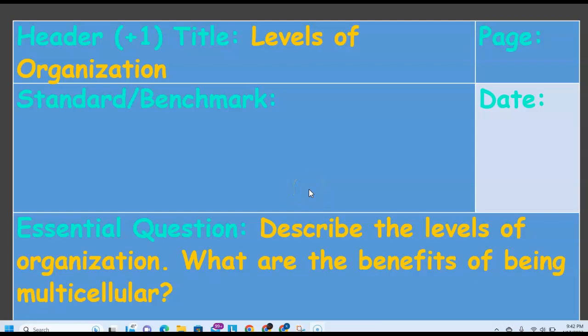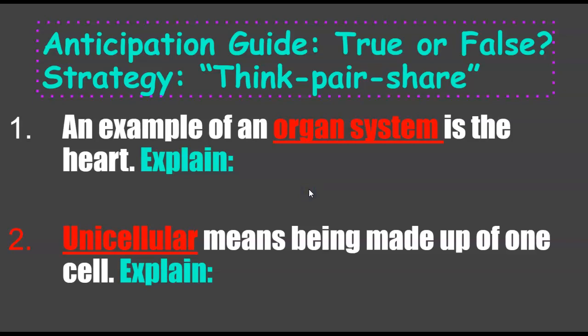All right, so we are on page 4, levels of organization. Please flip to the anticipation guide. Write true or false on the left-hand side. Number 1, an example of organ system is the heart. Explain. Number 2, unicellular means being made up of one cell. We'll explain later, but true, false, left-hand side.